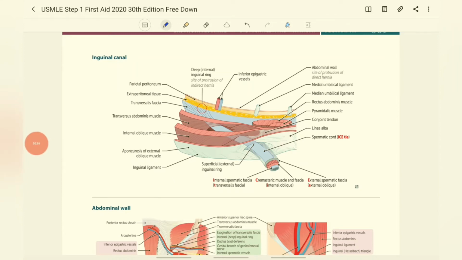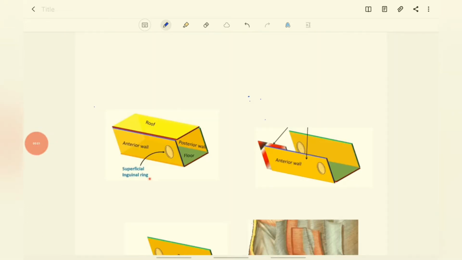In this video, we are going to learn about the inguinal canal and some of the hernias. The inguinal canal is made up of the roof, anterior wall, posterior wall, and the floor. In this image, we can see that the inguinal canal is made up of the anterior wall, roof, posterior wall, and floor, as I said already.